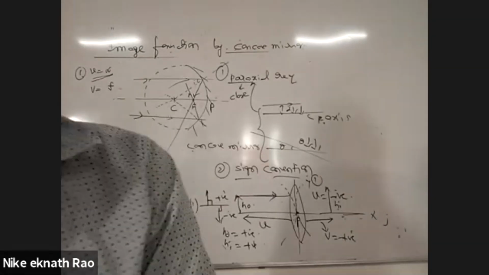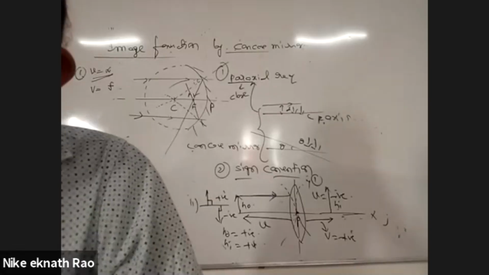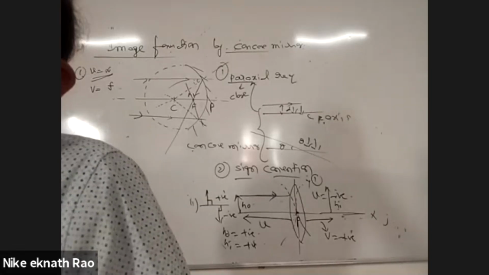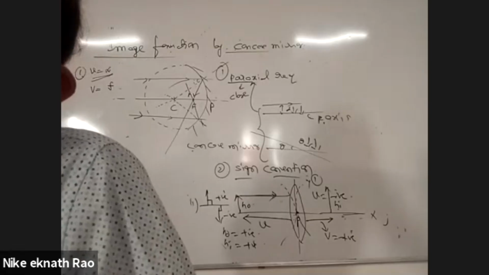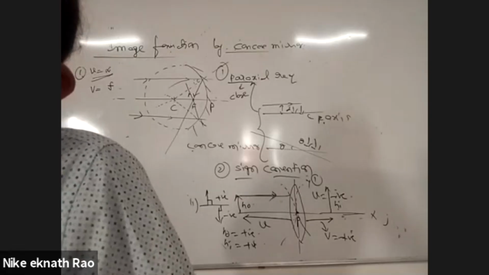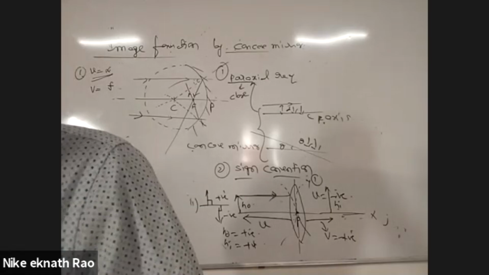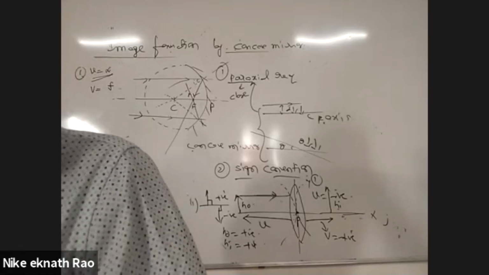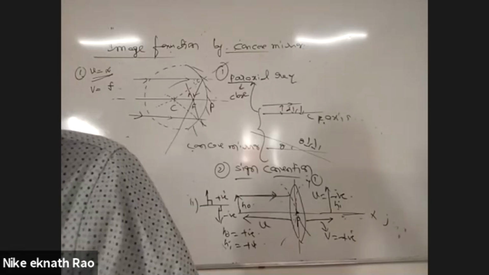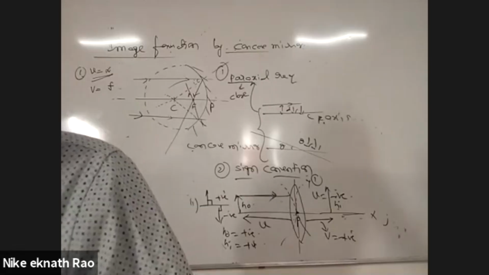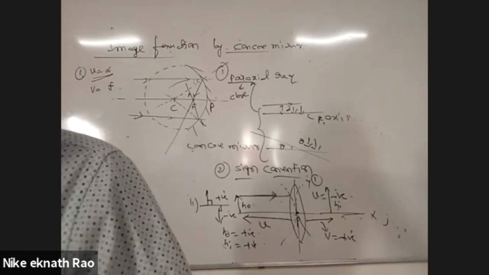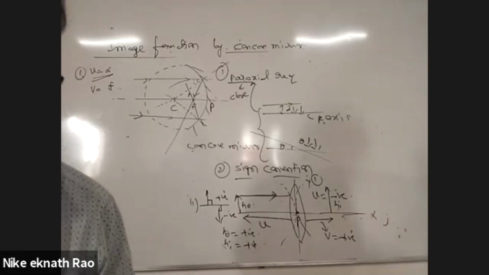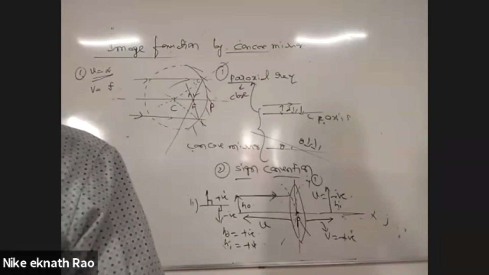Cartesian sign convention. First point: we always measure distances of object and image from the pole of the optical element. If it is a mirror, we call it the pole; if it is a lens, we call it the optic center.